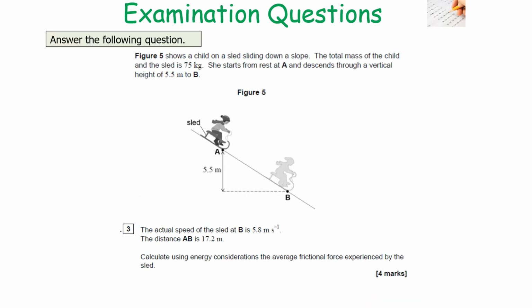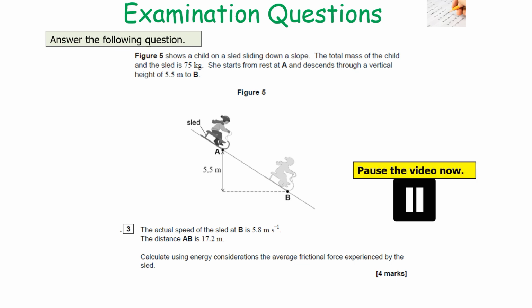So figure 5 shows the same child. The actual speed at letter B was 5.8 meters per second, and the distance travelled from A to B is 17.2 meters. Calculate, using energy considerations, the average frictional force experienced by the sled. So pause the video now, then unpause the video when you want to go through the answer.